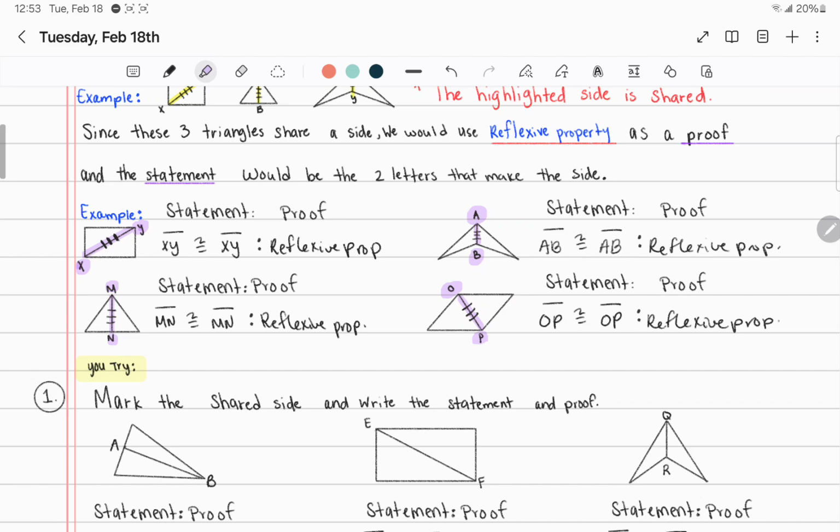On your test, you will have to write a statement and a proof. Statement, proof, statement, proof, statement, proof. So you have to remember what goes with what. If the letters repeat, it is reflexive. XY, XY, MN, MN, AB, AB, OP, OP. They repeat. That is reflexive. So again, if a shape has a shared side, you mark it with 3 lines and write the 2 letters that make up the side.